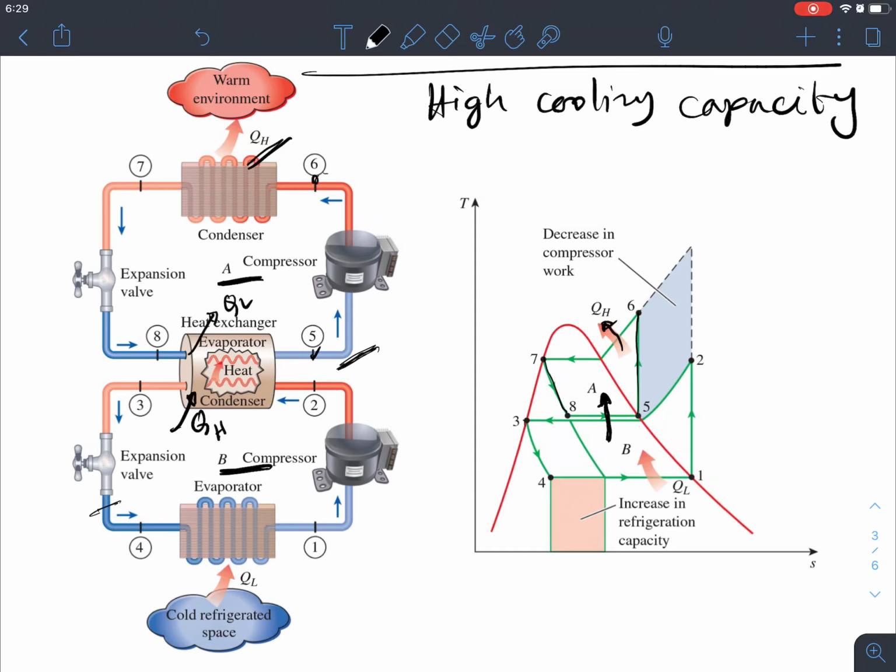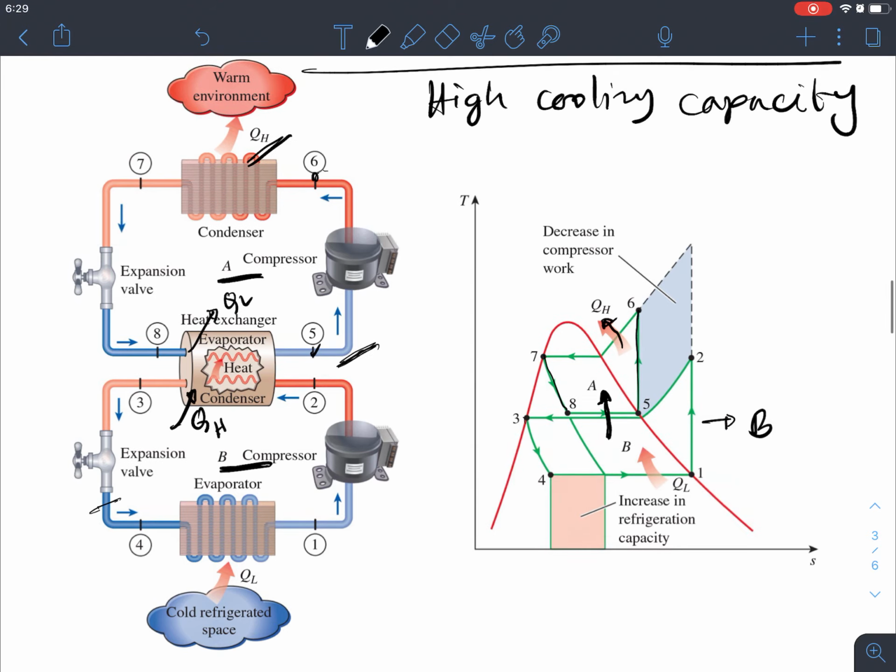Now we can see from this diagram, this mass of 6 to 2, if this is compressor B and this is compressor A, then we can save compressor work. Basically a compressor is a work consuming device. We can say the compressor work is equal to WA minus WB. So we can save this much compressor work, while we can increase the cooling effect compared to the top one.